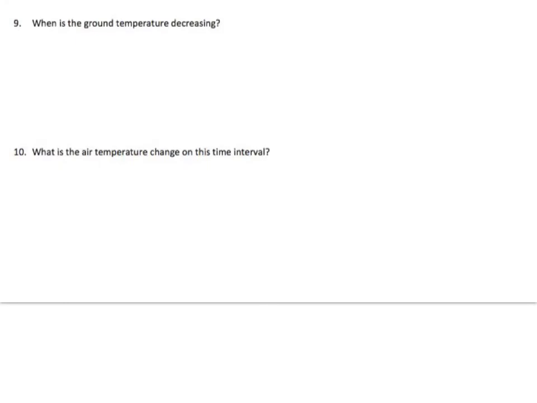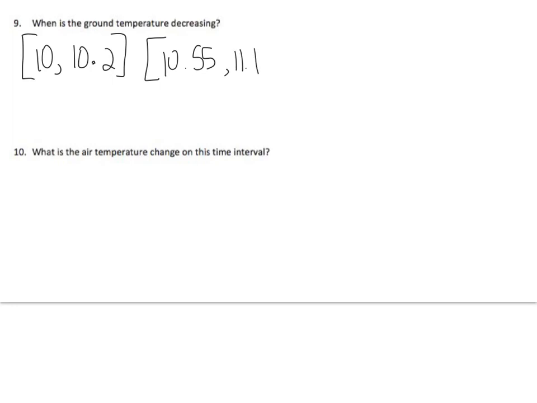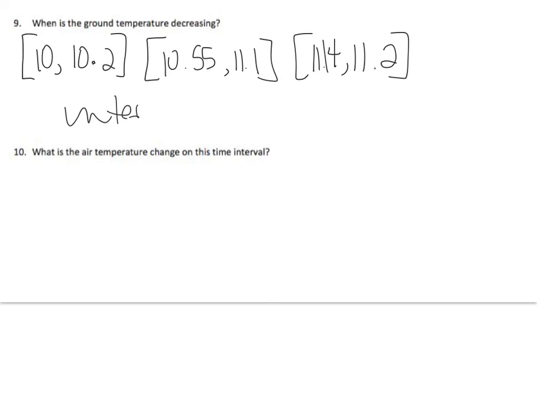Temperature decreasing for ground. I've got intervals again, about 10 to 10.2, and then again from 10.55 to 11.1, and then again from 11.4 to 11.2. That's my interval notation for both of those.